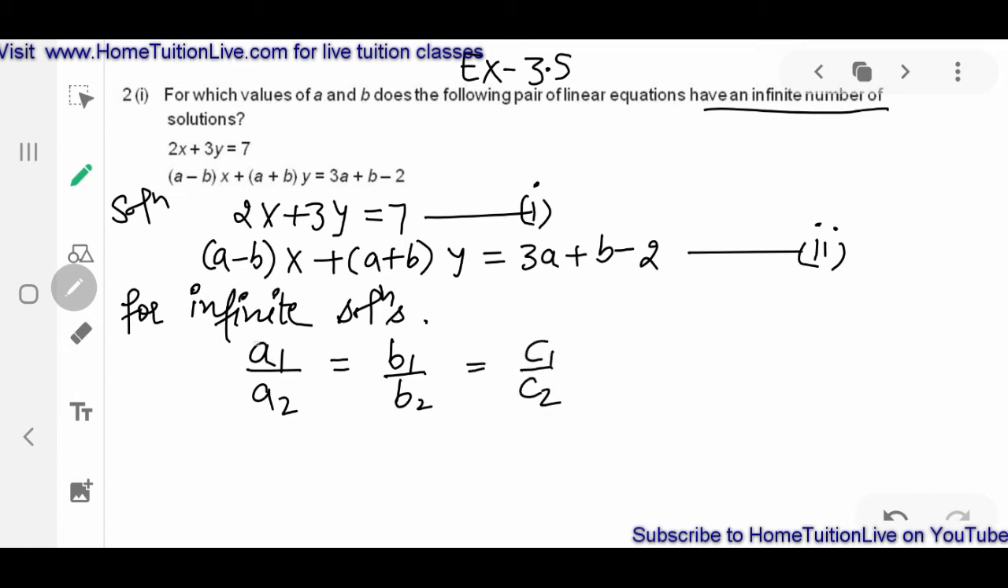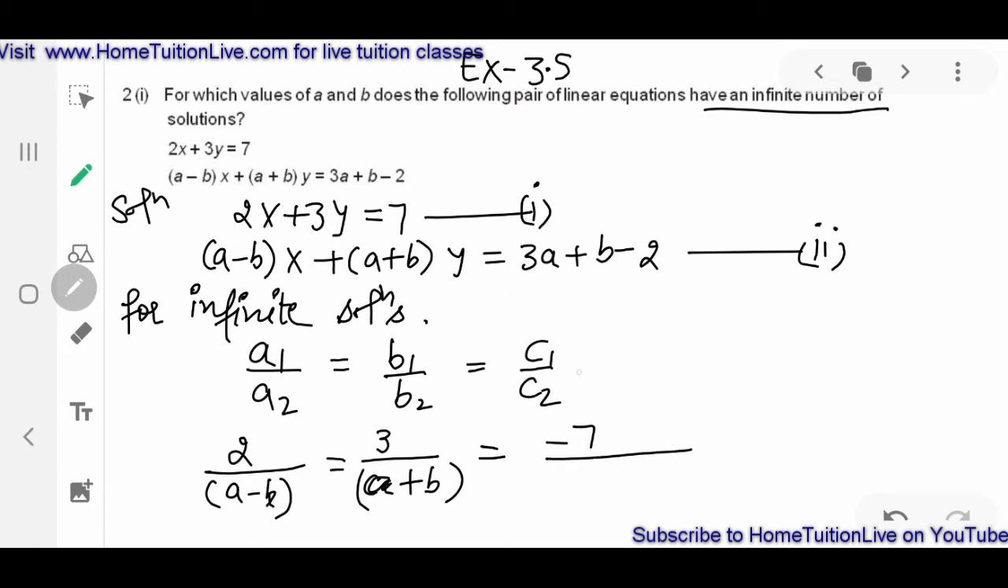So here a1 is 2, a2 is a minus b, b1 is 3 and b2 is a plus b, equals c1 by c2, that is minus 7 divided by minus (3a plus b minus 2). So now we will solve this.